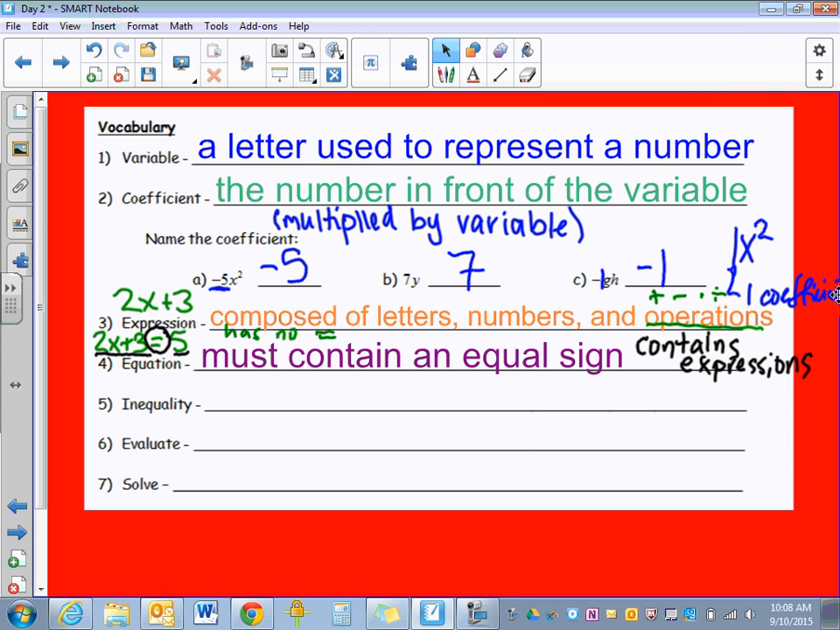Okay. An inequality is similar to an equation in that it contains expressions, but instead of an equal sign, it contains an inequality symbol.